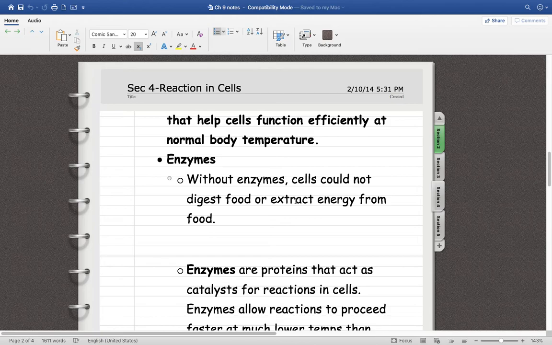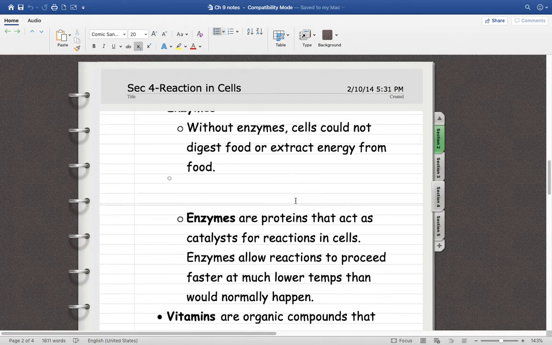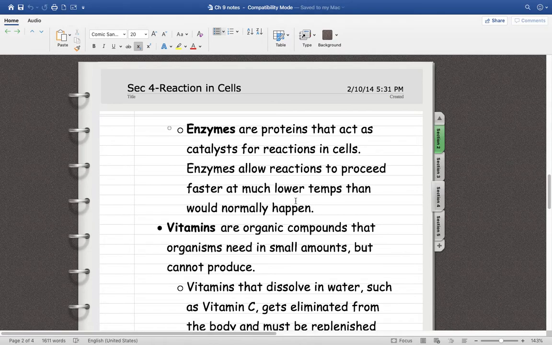Without enzymes, cells could not digest food or extract energy from food. These are super important. Enzymes are proteins that act as catalysts. Remember, a catalyst is something that allows reactions in cells to happen. Enzymes allow reactions to proceed faster at much lower temperatures than would normally be needed. It happens at our body temperature, 37 degrees Celsius or 98.6 Fahrenheit, when things would really happen faster if it was hotter.